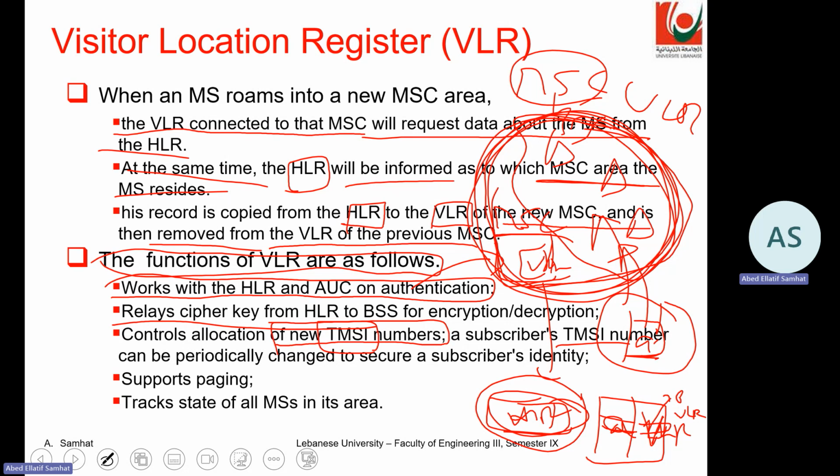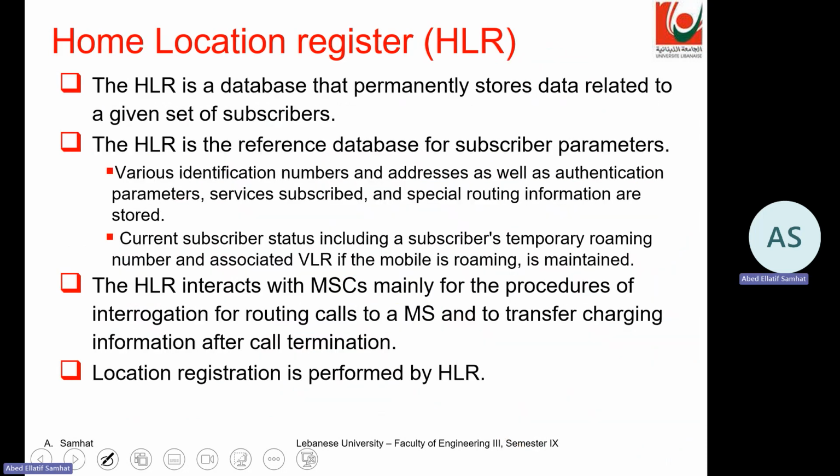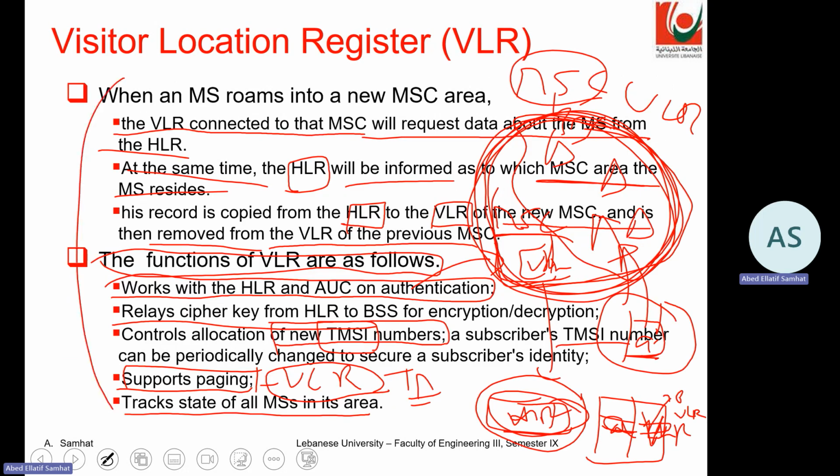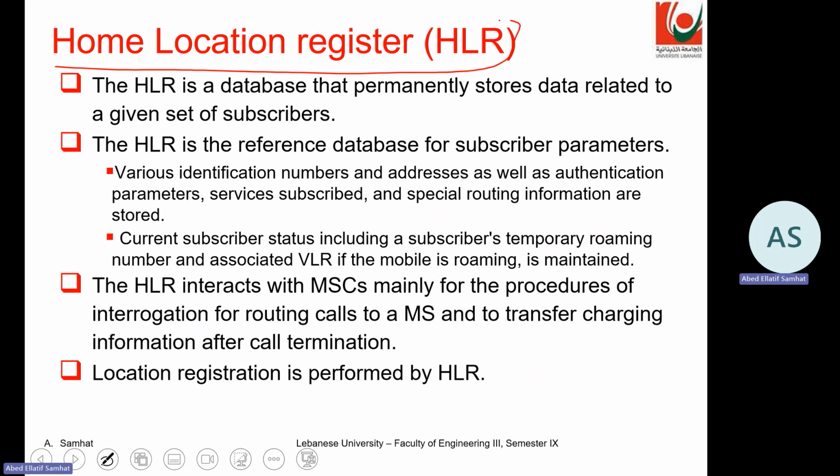Also, the visitor location register will support paging, as we said, based on the temporary identity. And it can track the state of all mobile stations in its area based on their temporary identity. So I hope it's clear how the visitor location register works. If you have any questions, you can ask or send me a message about that.